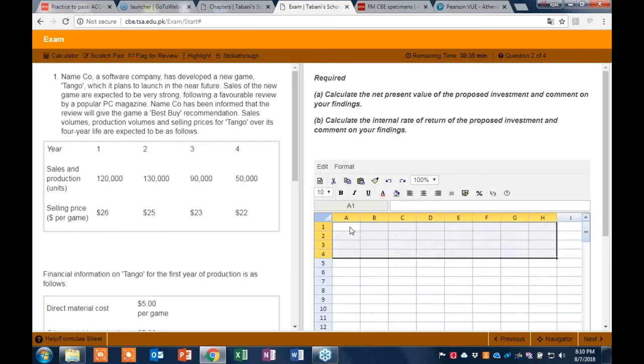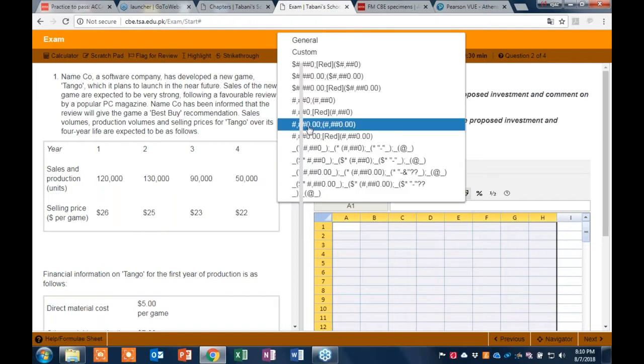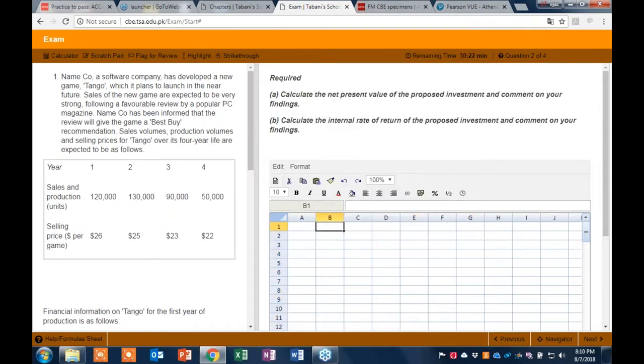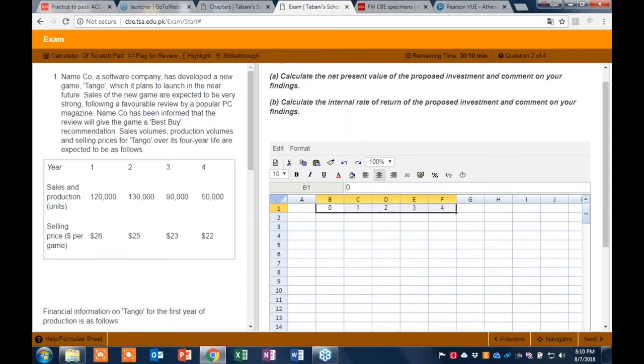First of all, let's change the format, and this format is going to work for us. So it will start from 0, 1, 2, 3, and then 4. Let's centrally align these values, and let's start from sales. It will always start from year 1. So we have 120,000 in year 1.